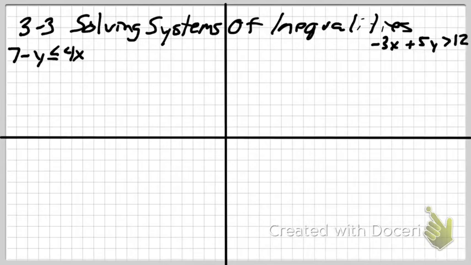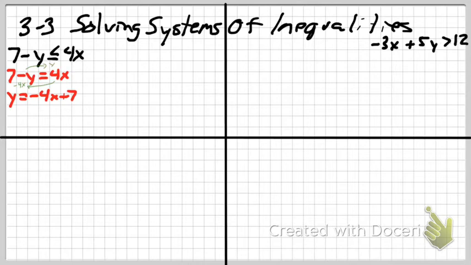On the left side, I'm going to try to get the y by itself to graph it in slope-intercept form. After moving things around a little bit, moving the y and moving the 4x, I get slope-intercept of y equals negative 4x plus 7. Trying to get that y by itself, I get y equals negative 4x plus 7.